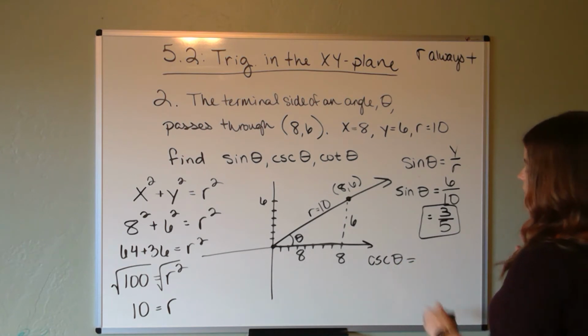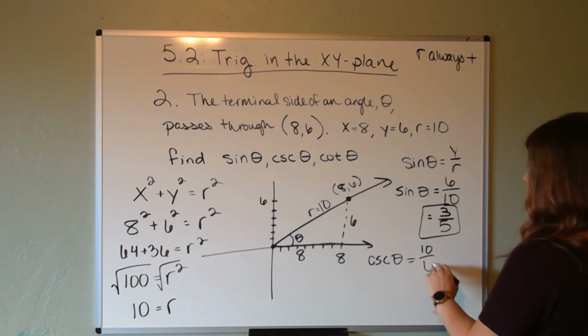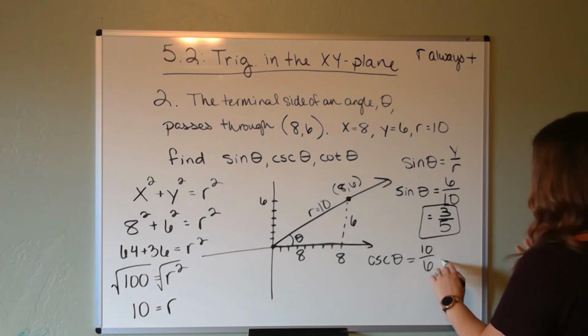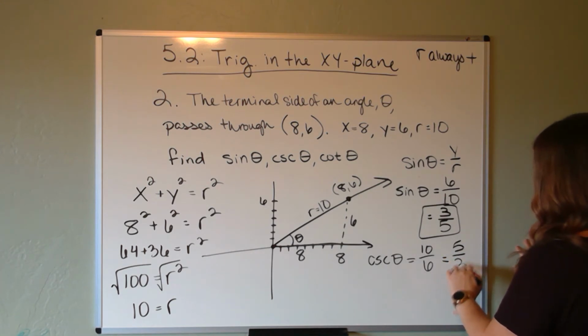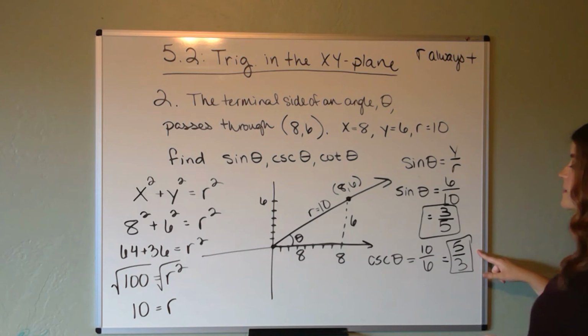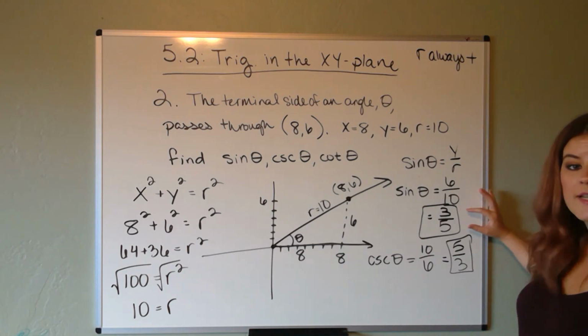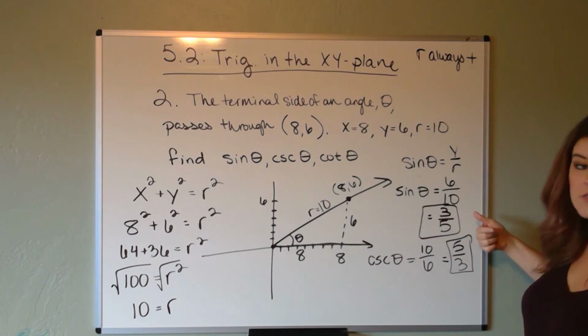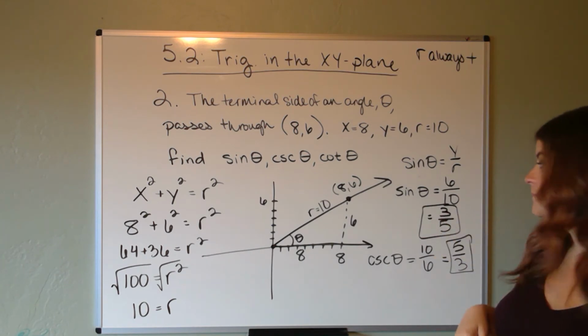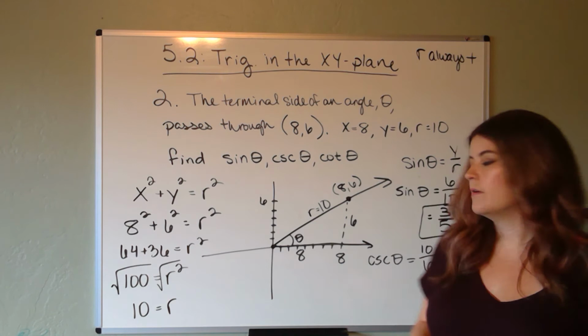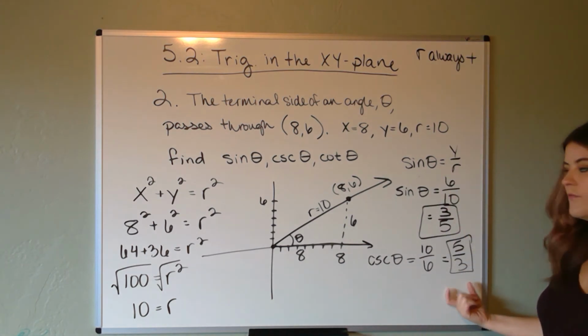So r over y is 10 over 6. Reduce that, and you get 5/3. So you guys, I would say that's the long way of finding cosecant in this case, because we already had sine, we could have just flipped that over because it is the reciprocal. But either way, we still get 5/3.